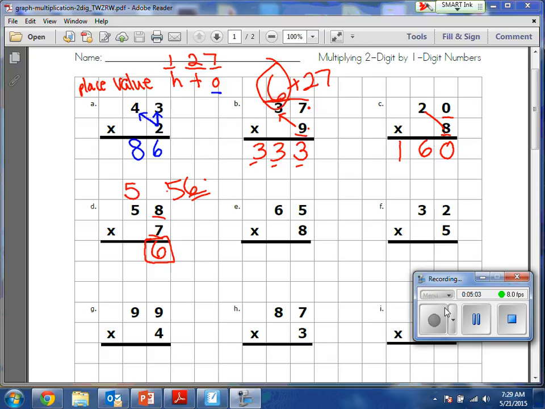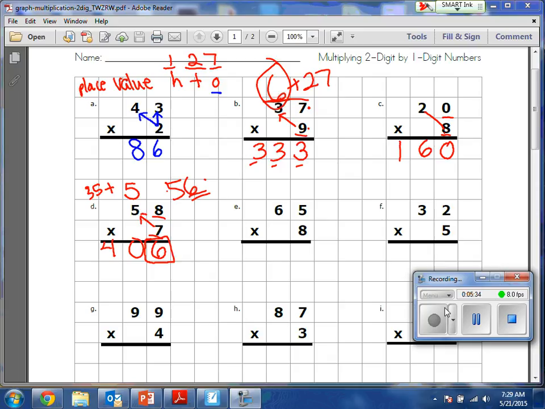Now that we've done the ones place, we got to go ahead and do the tens place. So I'm going to go ahead and multiply first, then add. So 5 times 7, what is 5 times 7? We know 5 times 7 should be 35. So we have 35, and then we're going to go ahead and add 5 on the 35, and what does that get us? If you said 40, you are correct. So 58 times 7 equals 406.